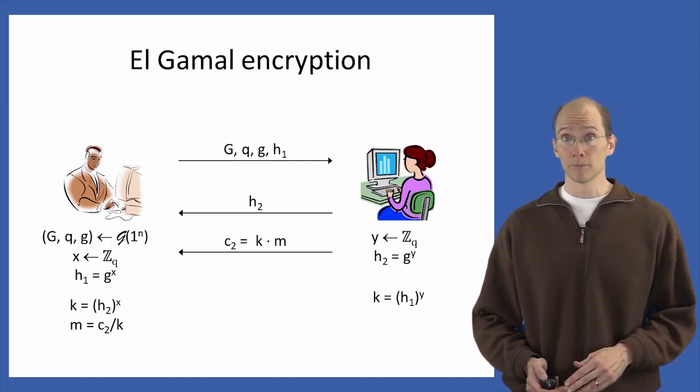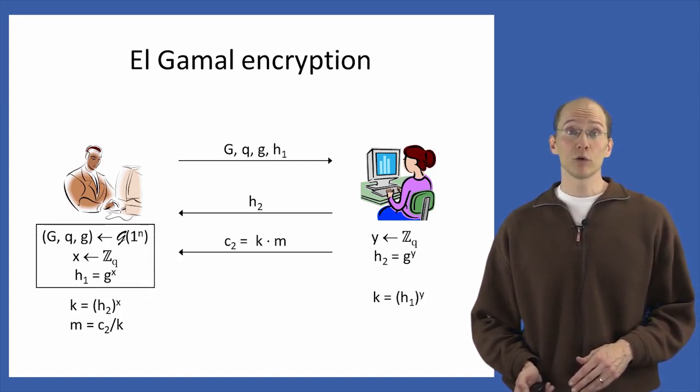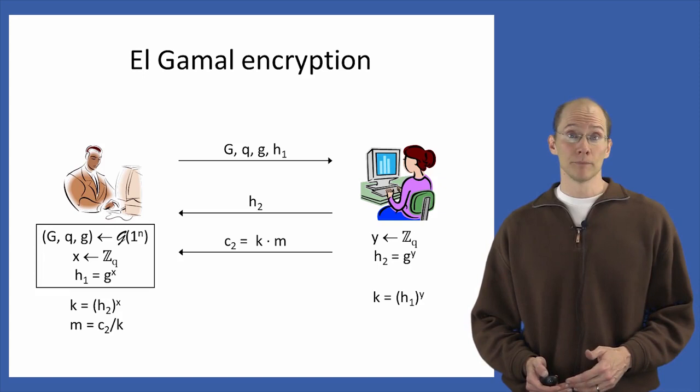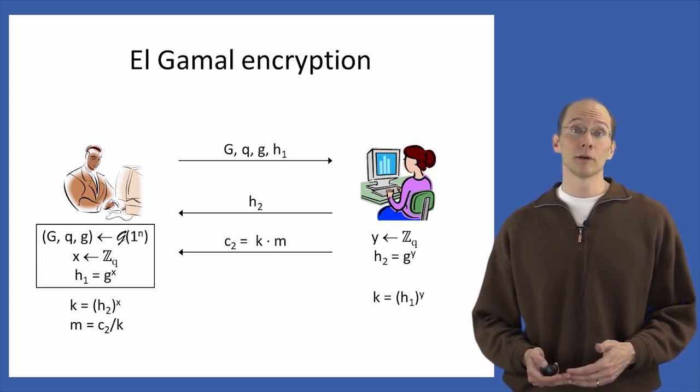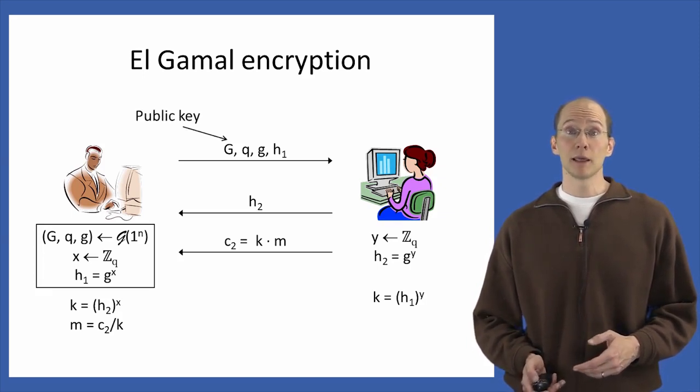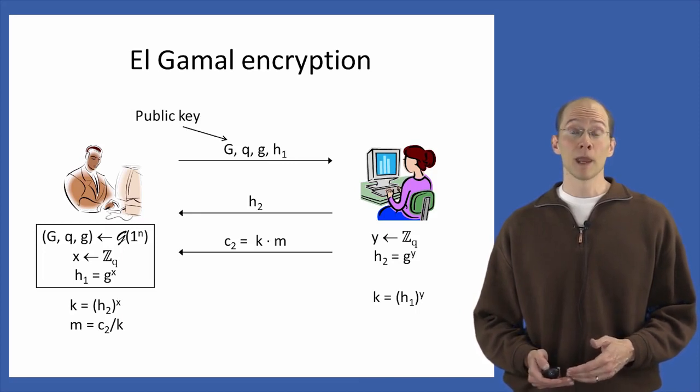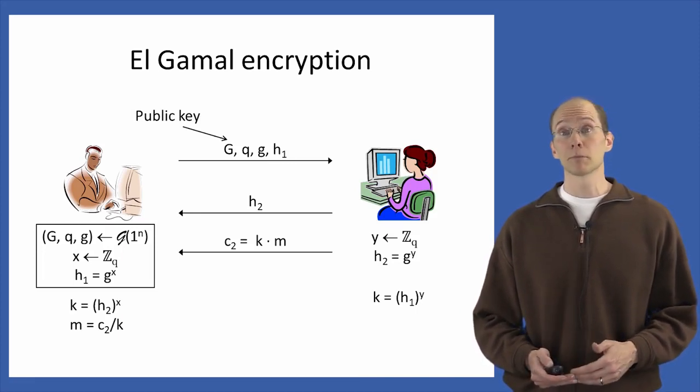If we look at it just a little bit differently, we have an encryption scheme, and this is called the El-Gamal encryption scheme. That is, we can view the first portion of the algorithm that the party ran as the key generation algorithm. That is, they ran some algorithm that gave them a pair of public and private keys, with the public key being their initial message to the other party, that is, the parameters along with h1, and the private key being their secret exponent x.